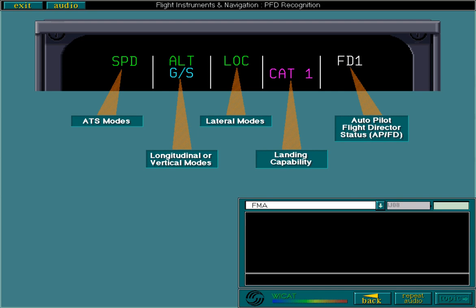This ends the review of the PFD. Select the forward arrow if you're ready to try the quiz.